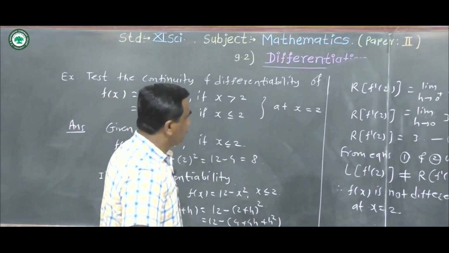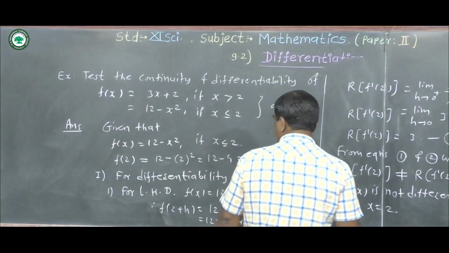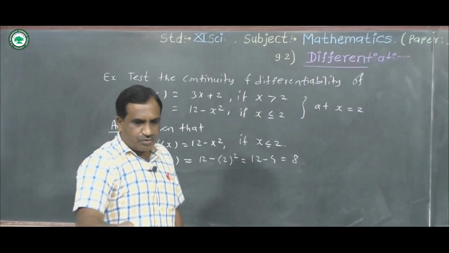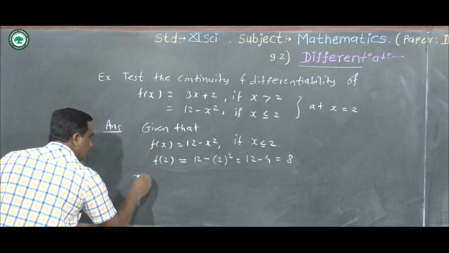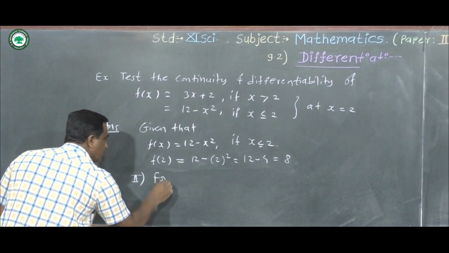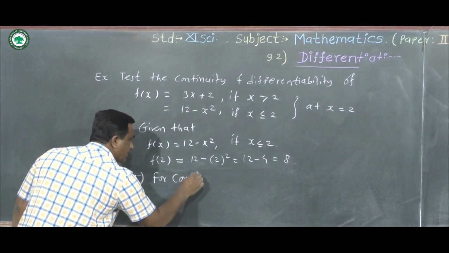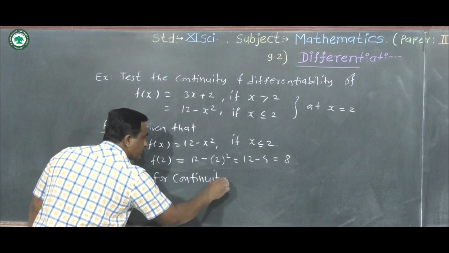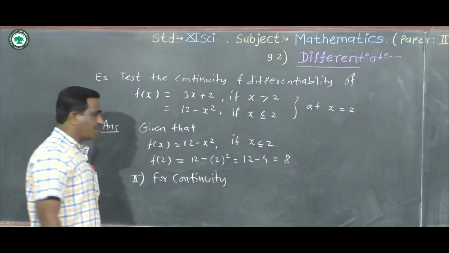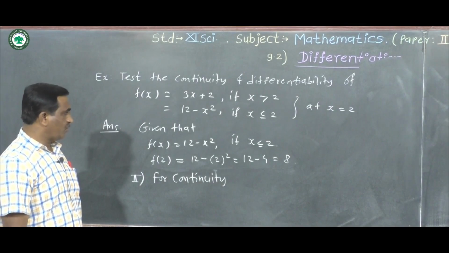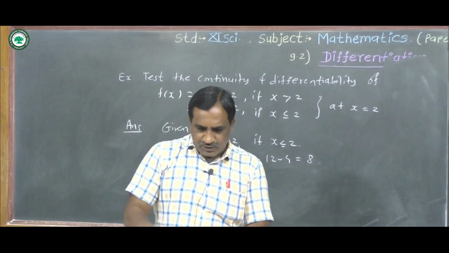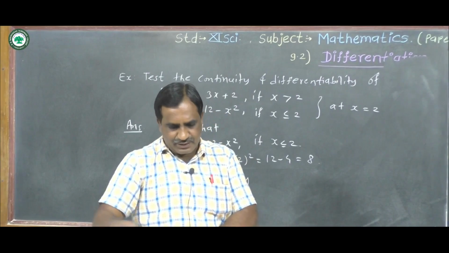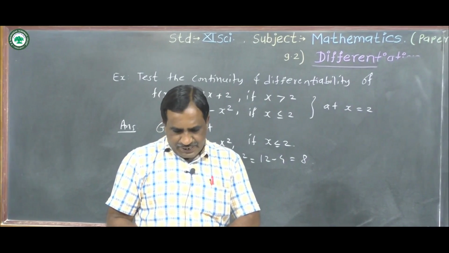Further, we can write here, now second part, for continuity. For continuity, that is, we have to discuss whether the function is continuous or not at x equal to 2. Okay, now for that purpose we have to find the left hand limit and right hand limit.